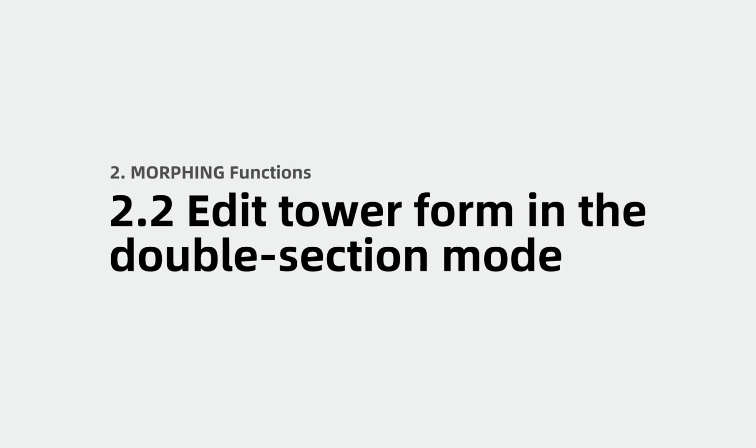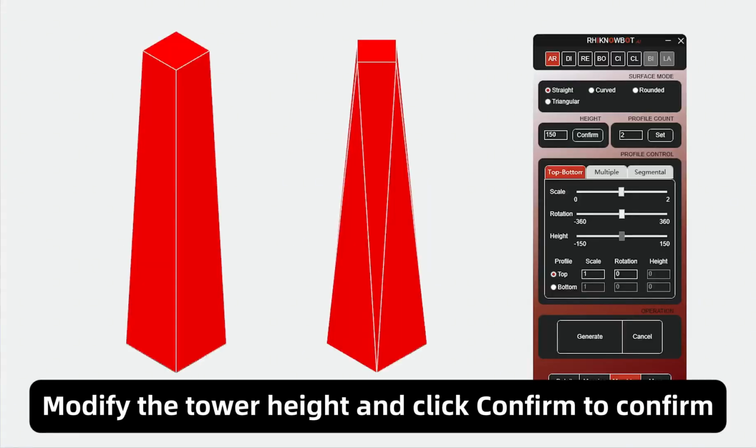Edit tower form in the double section mode. Modify the tower height and click Confirm to confirm.